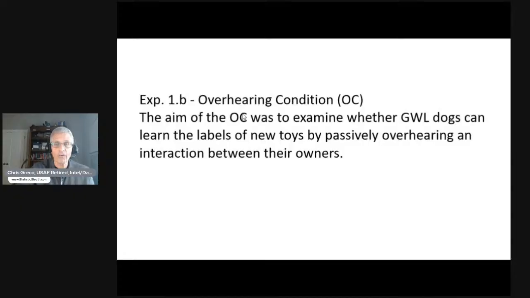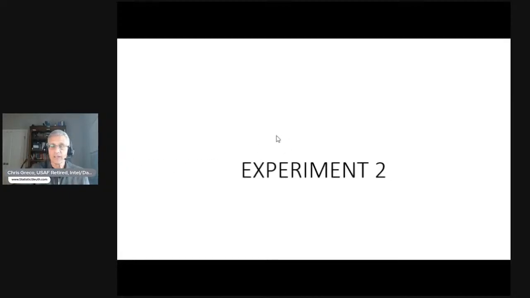Experiment 1B, overhearing condition. The aim of the OC was to examine whether GWL dogs can learn the labels of new toys by passively overhearing an interaction between their owners. So that's interesting, right? So, overhearing condition. Again, we're not going to go into the experiments. If you want to do that on your own, go for it. This is strictly about the different data analysis aspects we're talking about.